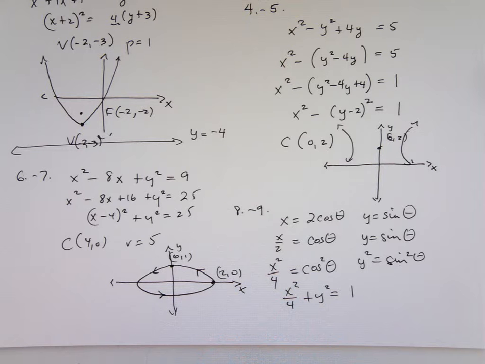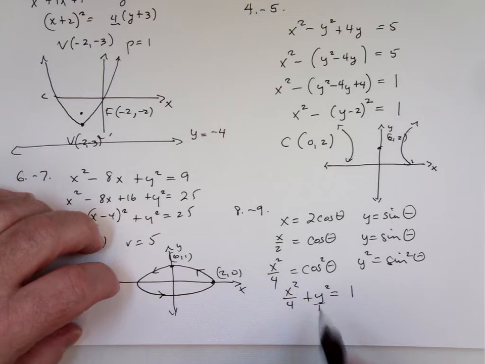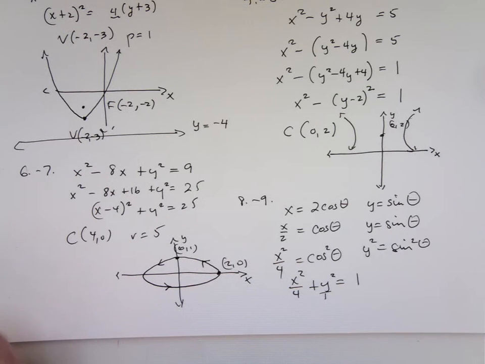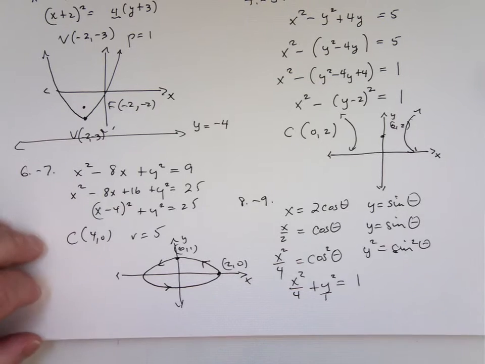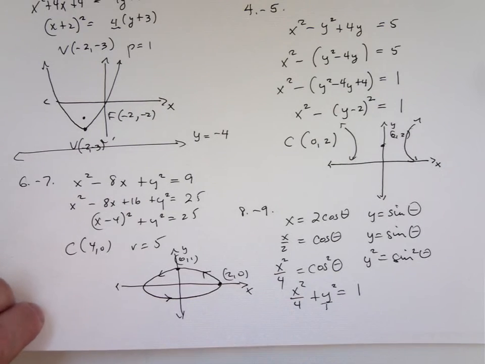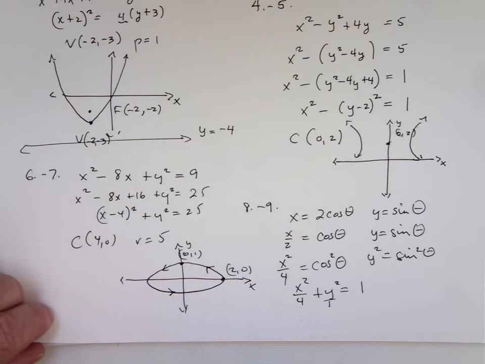The equation in rectangular form, x squared over 4, y squared, you can put it over 1, usual form for an ellipse, equals 1. Okay? Everybody else set with this? You okay, Omar?